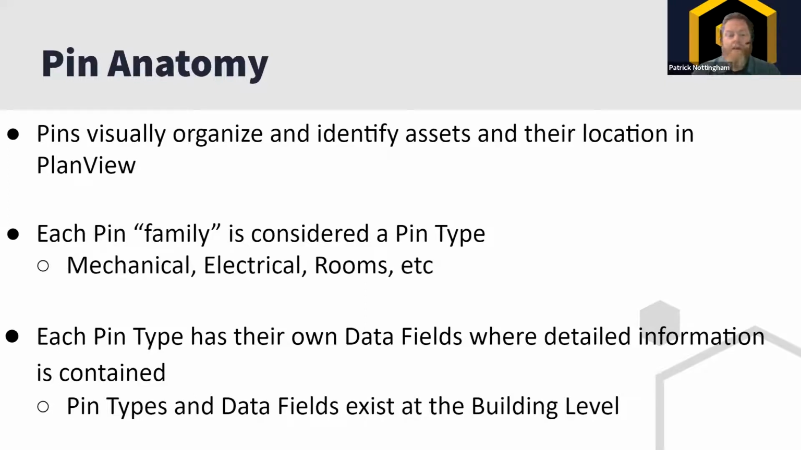Each pin family is considered a pin type. When I say family or pin type, we're looking at mechanical, electrical, rooms, the things that we go through during onboarding and training when you first get involved with AkitaBox. Basically, those broad categories of pins. And then each of those pin types has their own data fields, and that's where that detailed information is contained. So for example, the mechanical pin obviously allows areas for things like model, manufacturer, serial number, that kind of information. Those pin types and those data fields exist at the building level, which means you can have different pins and different data fields within other buildings across the organization.